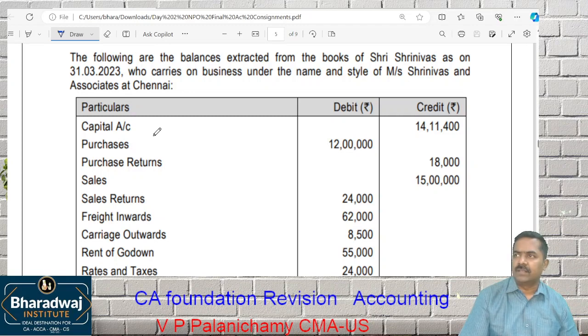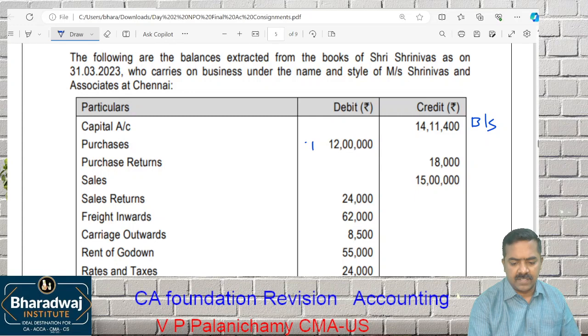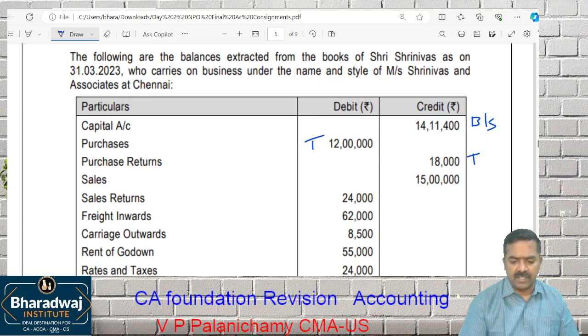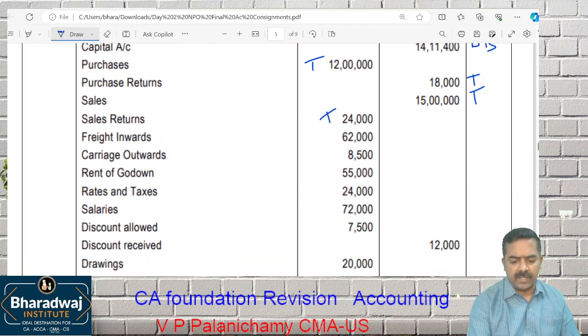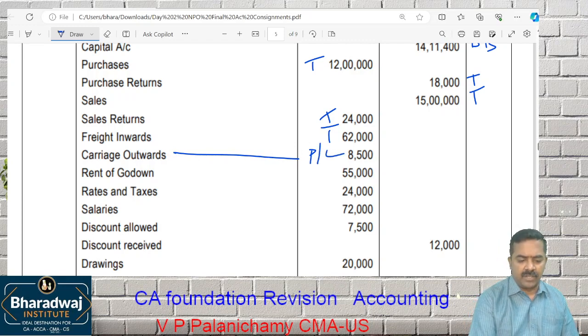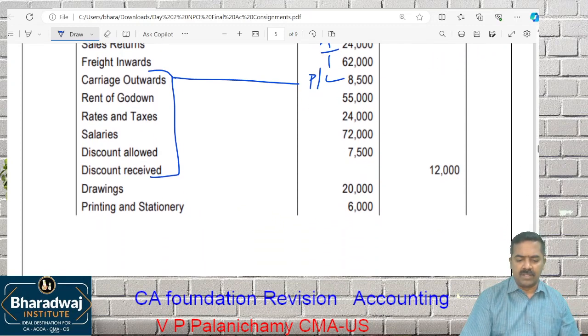Capital will come in, of course, and will be recorded in the balance sheet. Then, what about purchases? Trading account. Purchase returns adjusted in trading account, sales in trading account, sales returns in trading account, freight inwards, trading account. Carriage outwards will come in P&L account. Rent for the godown, rent and taxes, discount allowed, discount received, all these things will come in which account? P&L account.